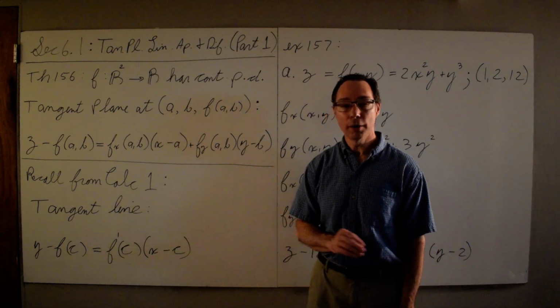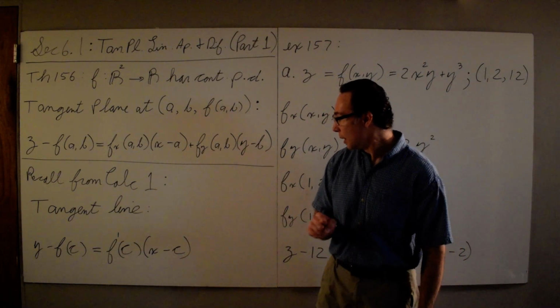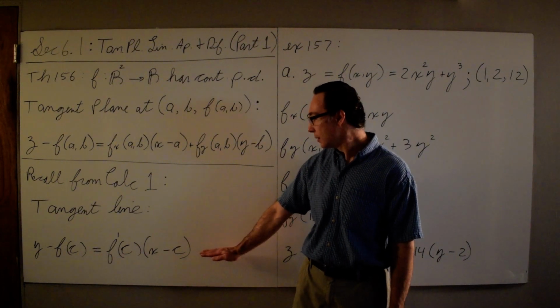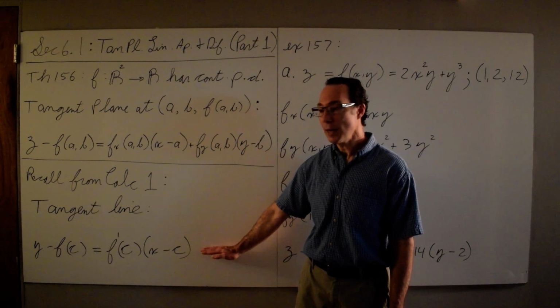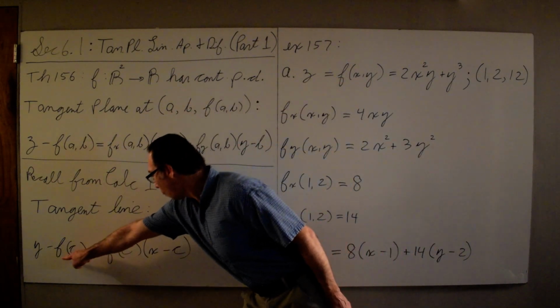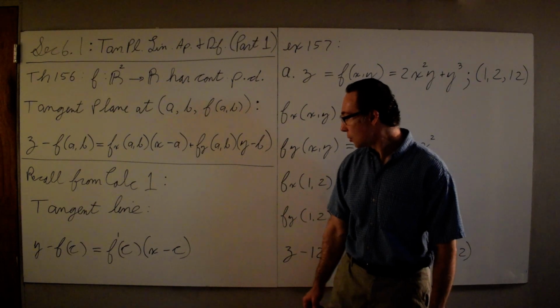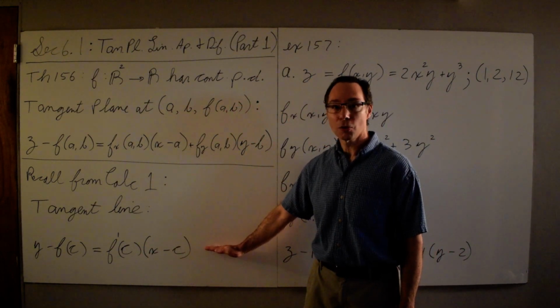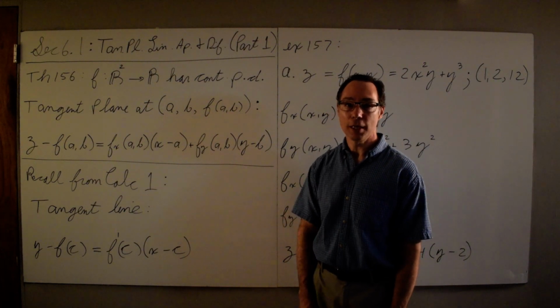Recall from Calc 1, we have tangent lines. And so the equation of the tangent line was y minus the y coordinate is equal to the slope times x minus the x coordinate. The y coordinate is f of c, and the slope is f prime of c. So this was the equation of the tangent line at the point c, f of c.